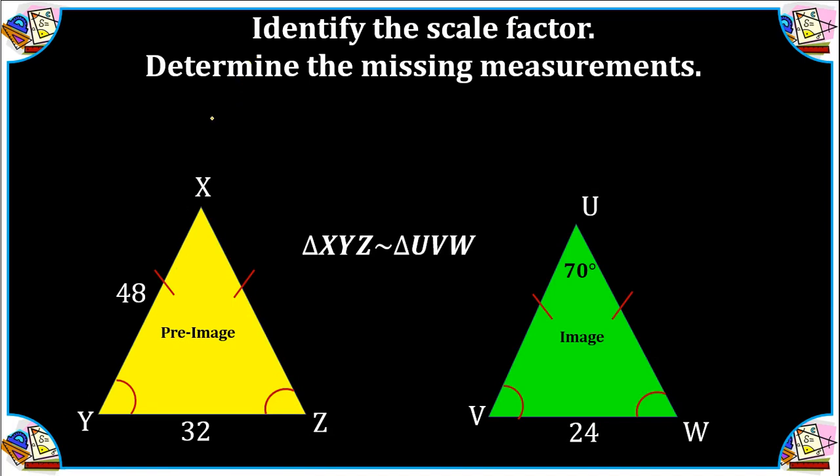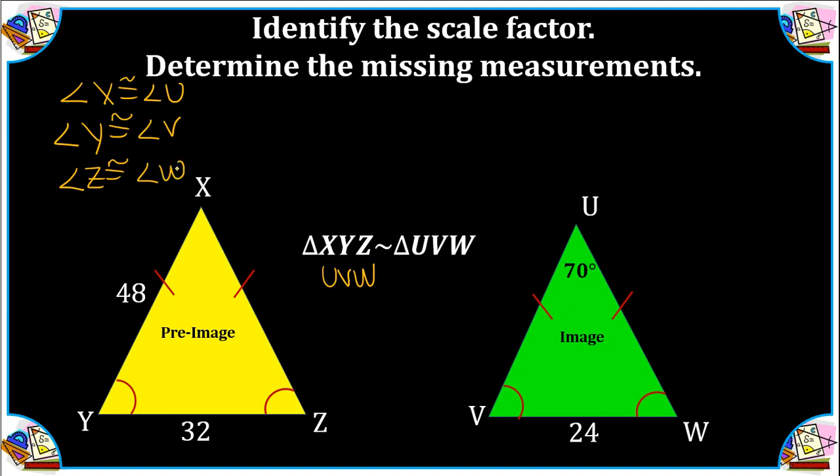So let's identify the scale factor here. So we have XYZ is similar to UVW. We have angle X is congruent to angle U. Angle Y is congruent to angle V. And then angle Z is congruent to angle W.